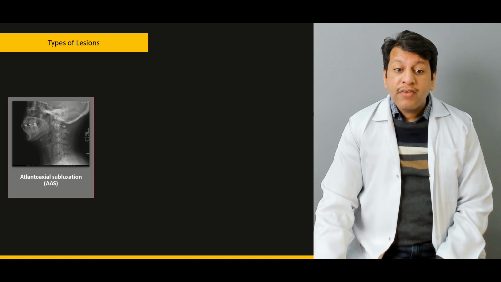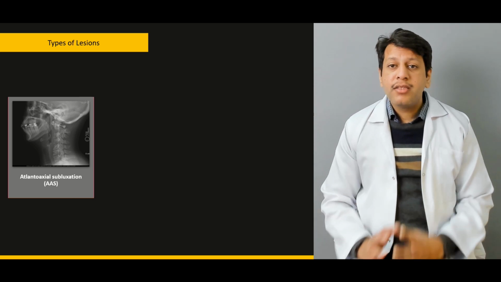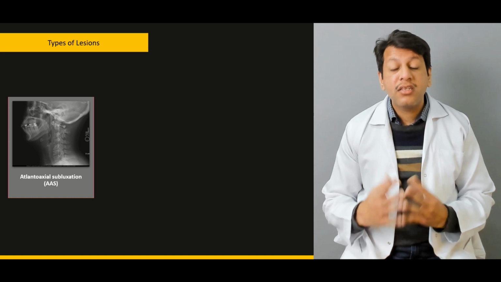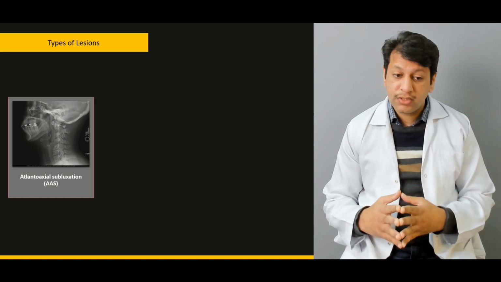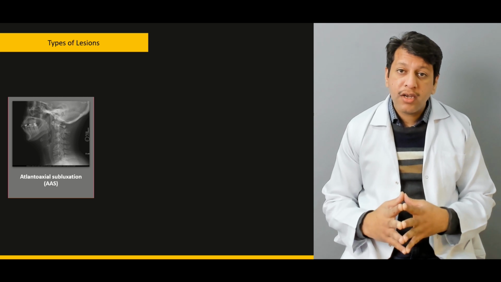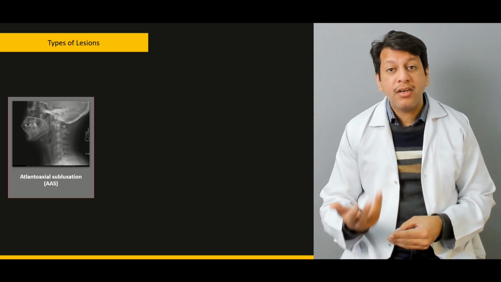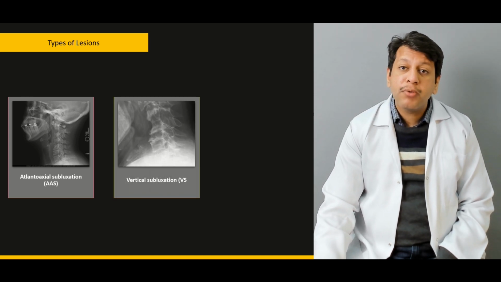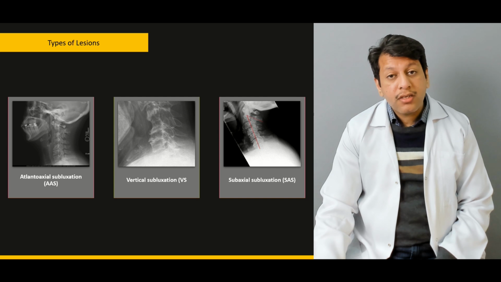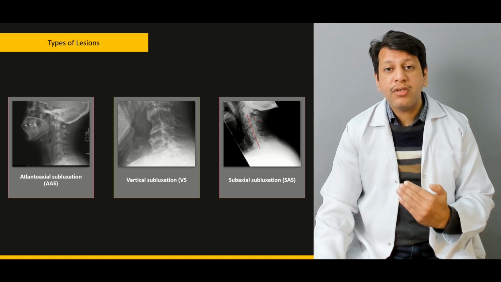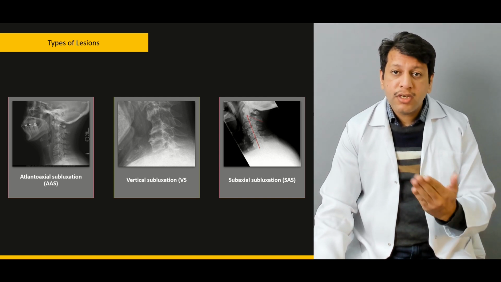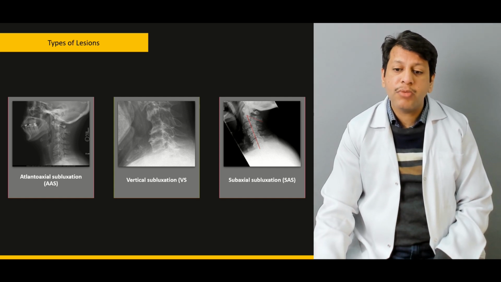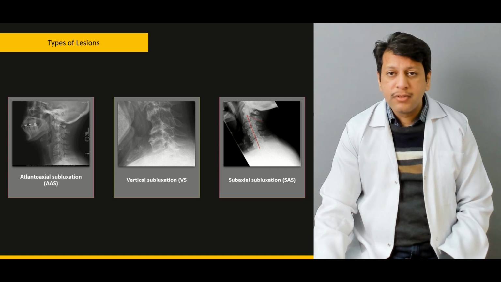Now, what are the different types of lesion? There are mainly three types. The first is atlantoaxial subluxation, involving C1, C2, which is the most commonly involved. Then there may be basilar invagination or vertical subluxation, or there may be subaxial subluxation, which is below the level of C2. C1, C2 is the supraaxial spine, and C3 and below is always the subaxial spine, and this may involve the subaxial spine as well.